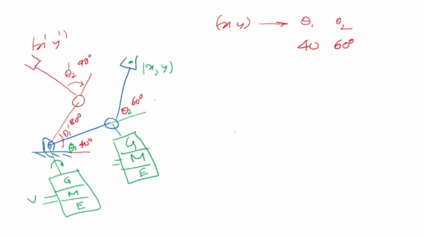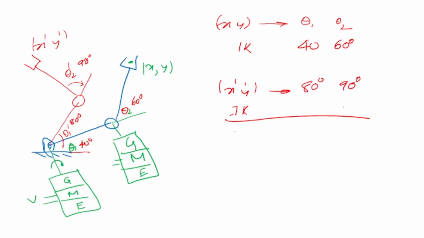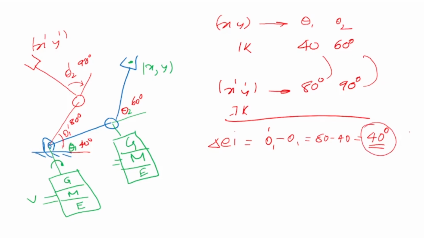How will it know that? From inverse kinematics. Now at x dashed, y dashed, it will again do inverse kinematics and find out the corresponding theta. So theta 1 has become 80 degrees now and theta 2 has become 90 degrees. So what the controller will do is theta 1 dashed minus theta 1, which is 80 minus 40, equal to 40 degrees. We say this is an error, del E1. It is doing this minus that. So the controller understands that it has to move by 40 degrees now.